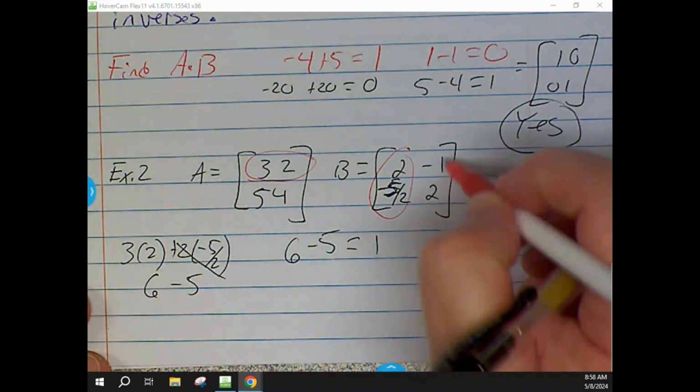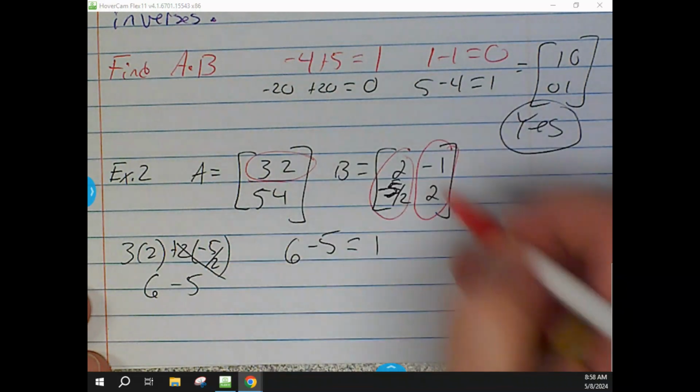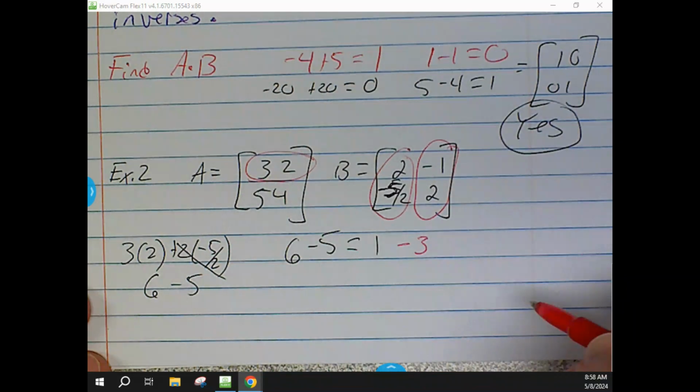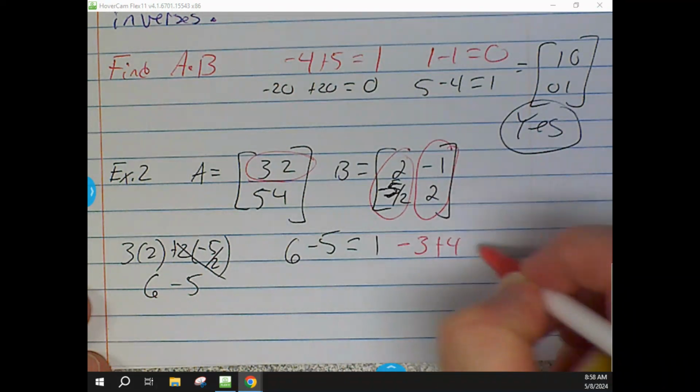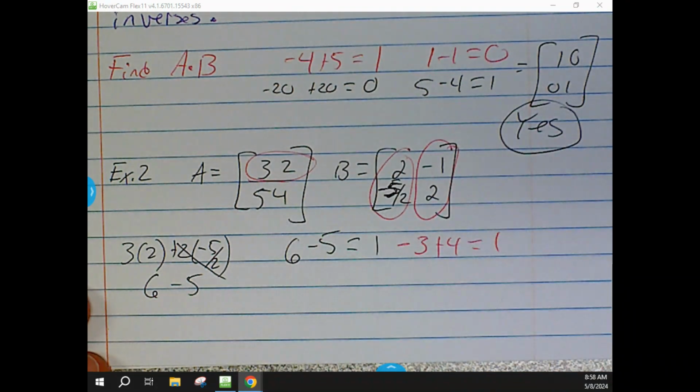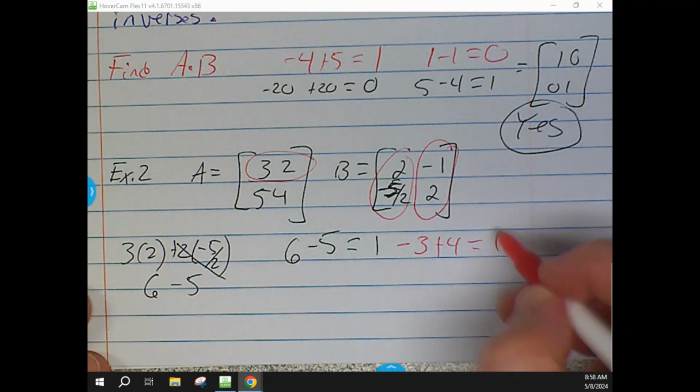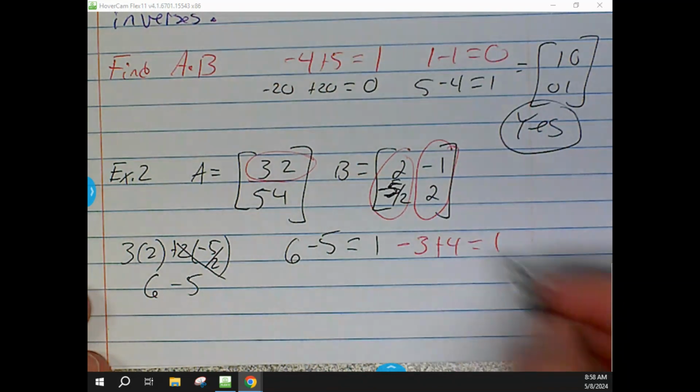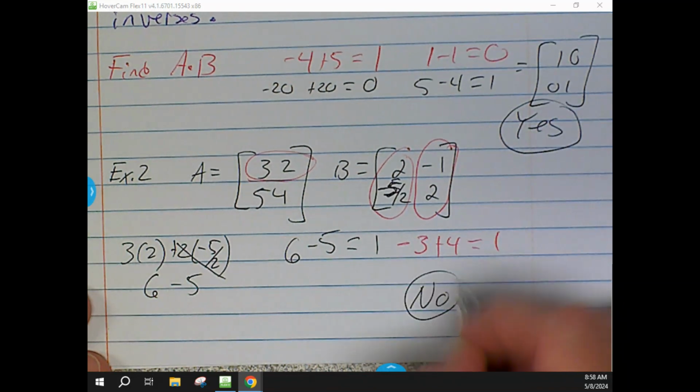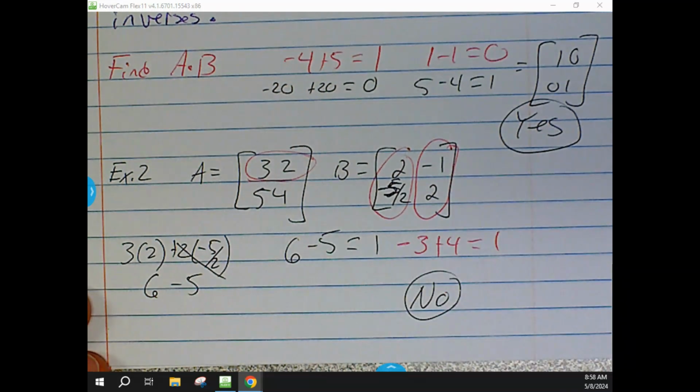Go to the second column. We've got 3 times -1, which is -3. We've got 2 times 2, which is 4. That answers 1. So at that point, you can stop, because if that number is not 0, then they're not inverses. You can just say, nope, they're not inverses, because that number has to be 0. It's got to be this answer every single time if it's a 2 by 2 matrix.